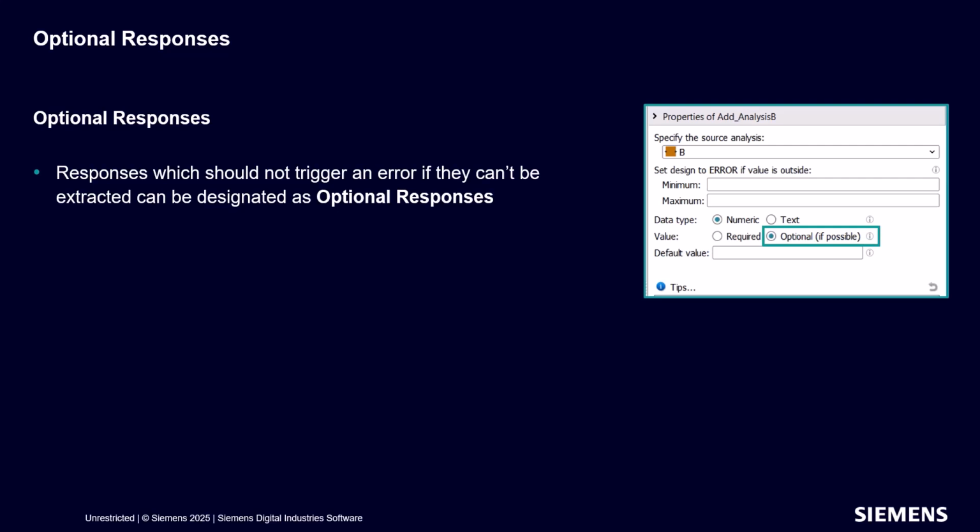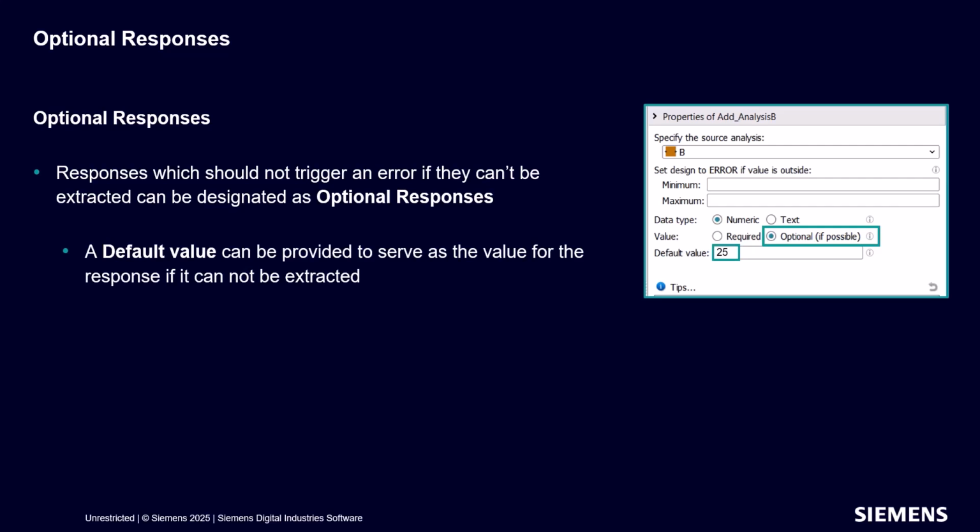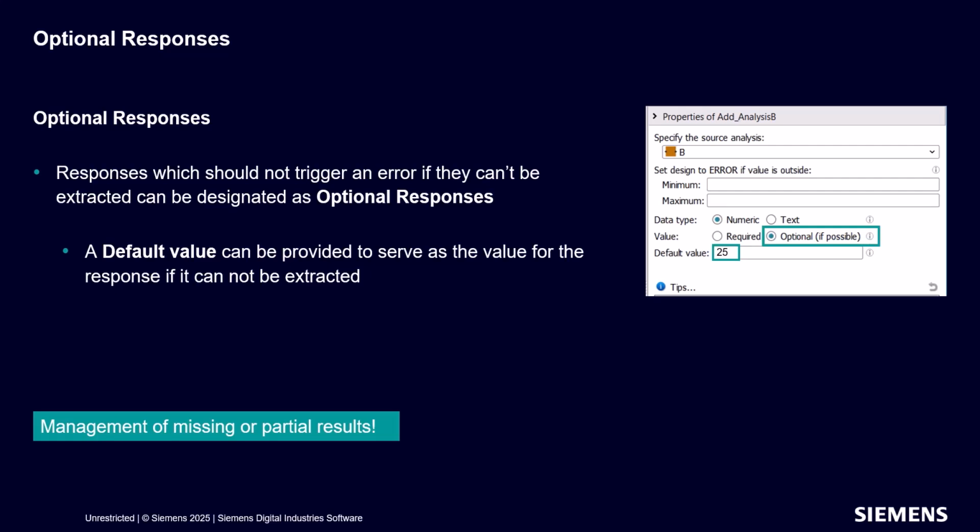As the name implies, when the user utilizes this feature, they are designating that response to no longer be required, but rather optional. This utilization also allows for providing a default value for the response. A default value means that the response has a starting value that either gets overwritten if the response value becomes retrievable, or remains at the default value if not. This option allows for passing of data, as appropriate with default values, should no value for the response be extracted or calculated as part of the workflow. Optional responses are what allow for the management of missing or partial results in an automated workflow.